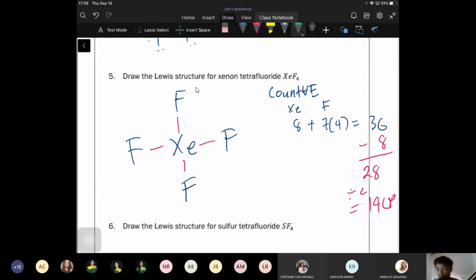I'll start with the fluorine. Again, it already contains 2 electrons. So, 3 lone pairs na lang yung kailangan.